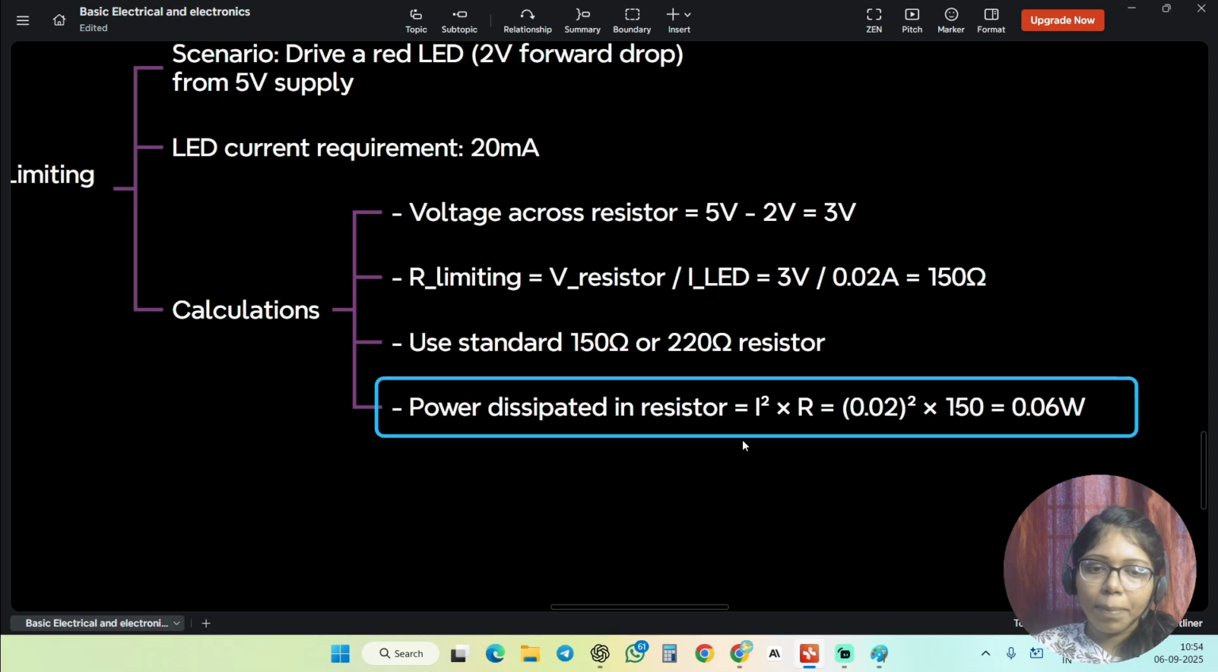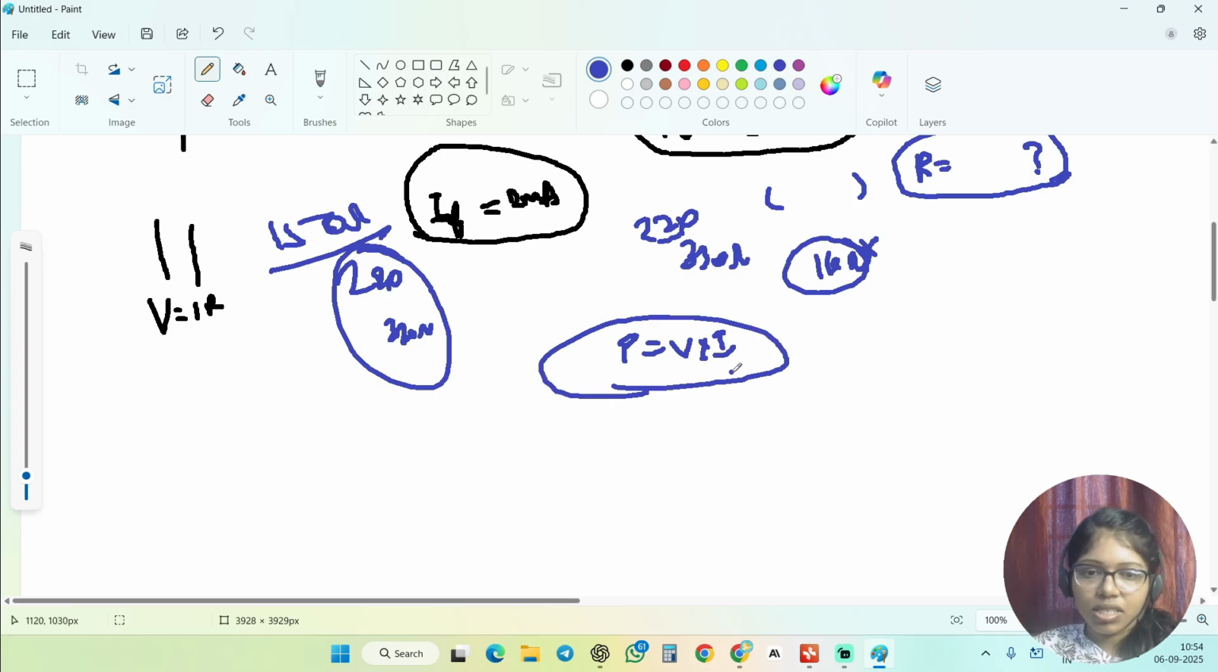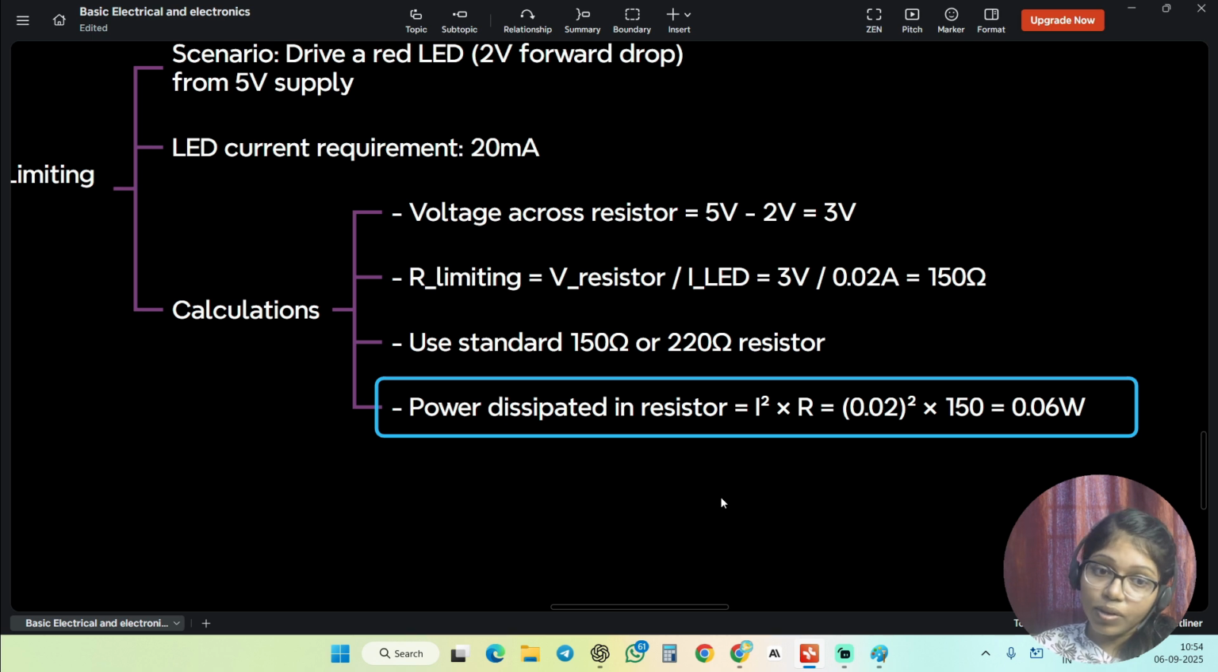If you want to find the power value, you just use the power formula: P is equal to V into I. If you have a resistance, you can apply the resistance value, so P is equal to I squared R. You can apply the current and resistance and easily find the power value. So that's it, guys.